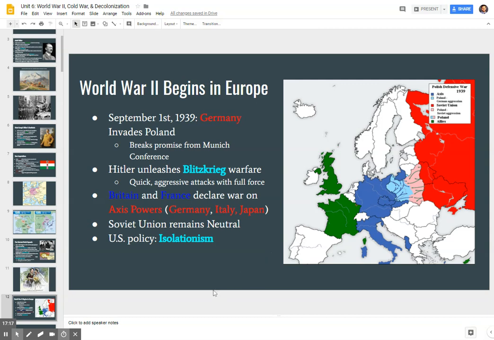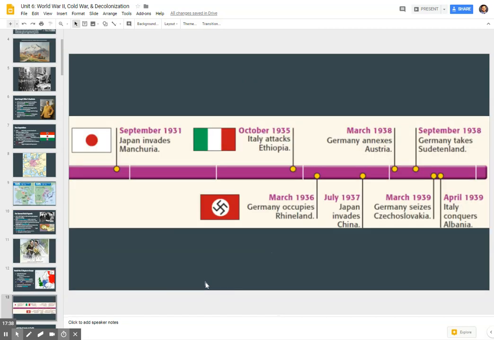The U.S., you might be thinking, we know that they get involved eventually, but initially they are going to take a stance of isolationism. They say this is a European war, we don't need to get involved. And obviously something will happen later on that will get them involved. But at first, they were isolationists, as in they wanted to stay within their own realm. They did not want to get involved in European wars again. All right. So real quick, there's a timeline. Go ahead and pause and take a look at what happened, kind of the order of events there.